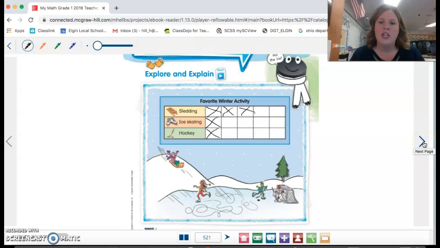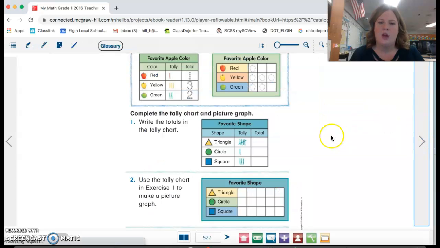Okay, I'm moving to the next page. If you need to, go ahead and pause the video if you need to catch up with me. All right, so I am on the inside of the packet now. Okay, so what we're going to do is we are working on still doing tallies and still counting our numbers, okay? So it says write the totals in the tally chart, okay? So let's look at the totals for the triangle, okay?